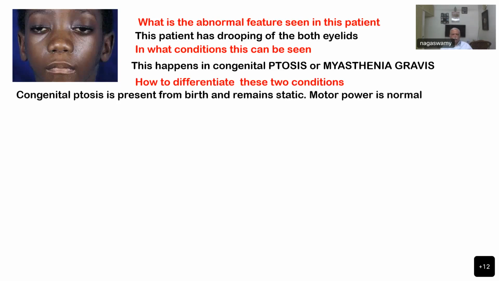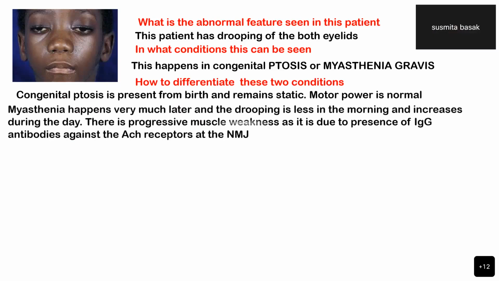Congenital ptosis is present from birth and remains static. Motor power in this patient is normal, whereas myasthenia happens very much later. The drooping is less in the morning and increases during the day. There is progressive muscle weakness as it is due to presence of IgG antibodies against the acetylcholine receptors at the neuromuscular junction.